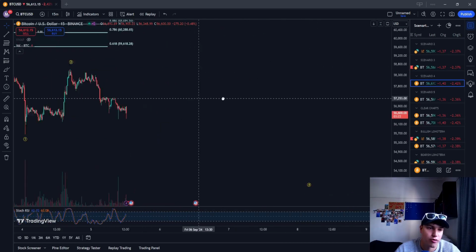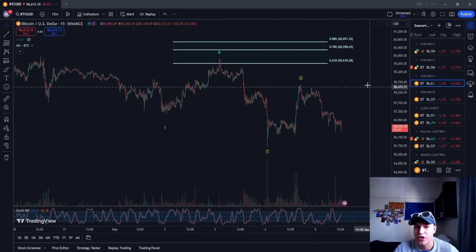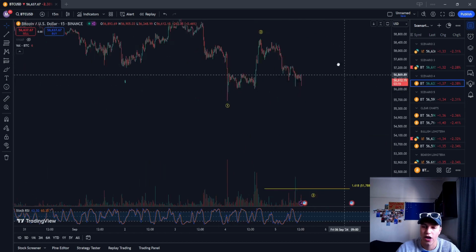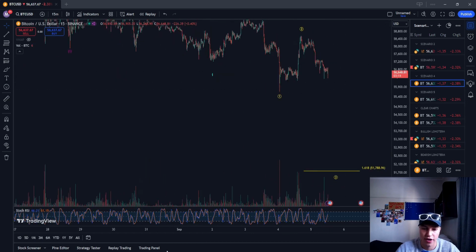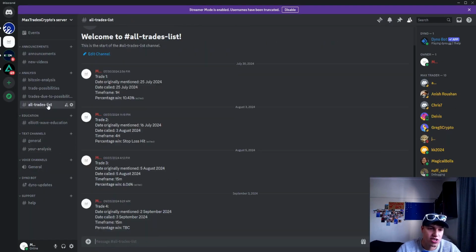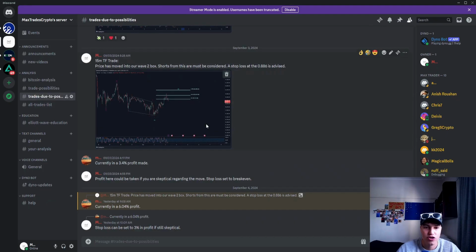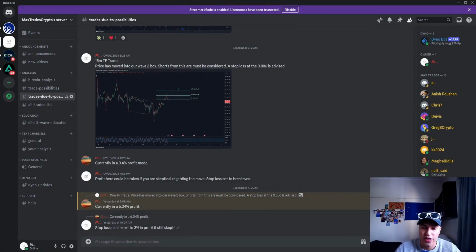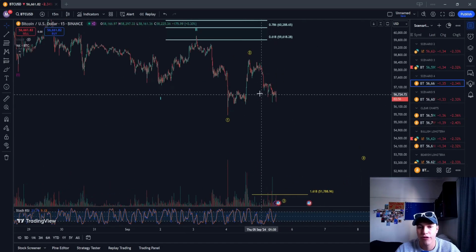I'm going to put it out for you again. We did take this trade here at the top of this wave 2, targeting the larger degree move down. If you go to our Discord, you can see the all trades list, and on the 15-minute time frame, due to possibilities, we took this trade here. So that was the 15-minute time frame. That was currently in a 6% profit, and that was the move down.